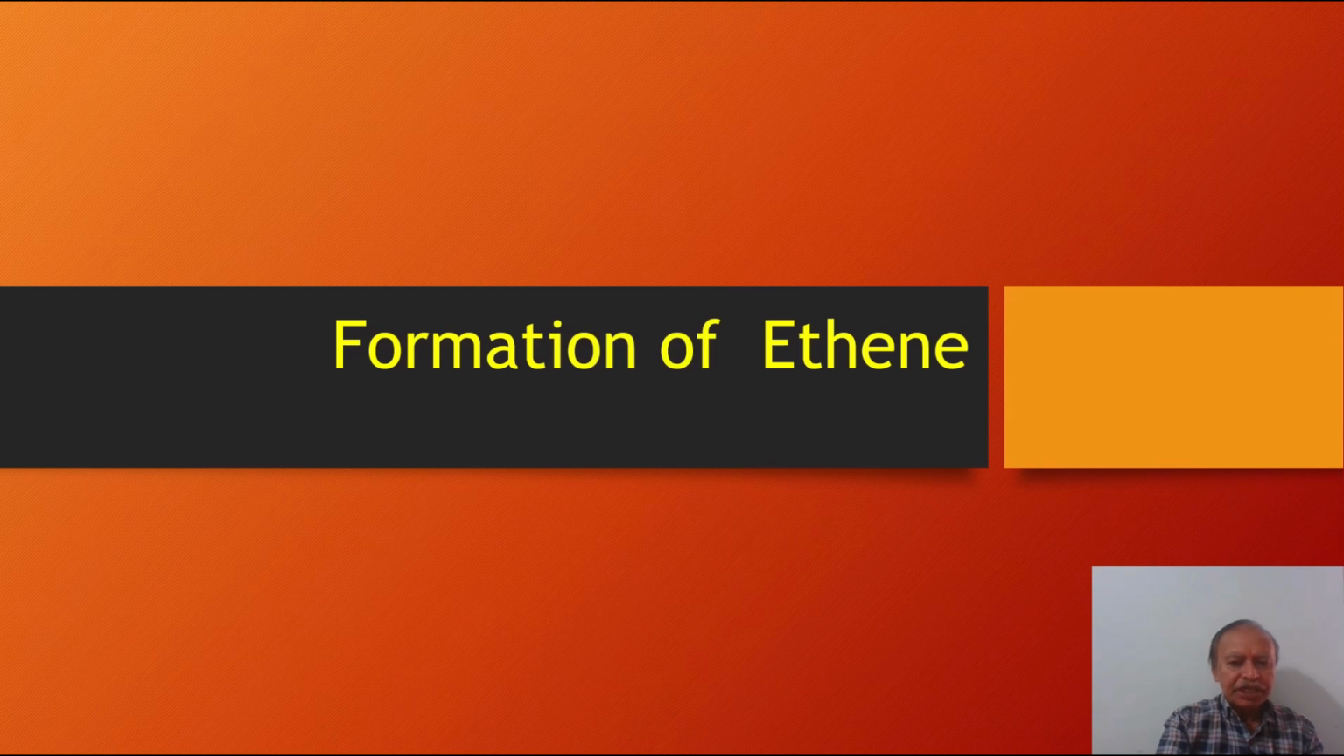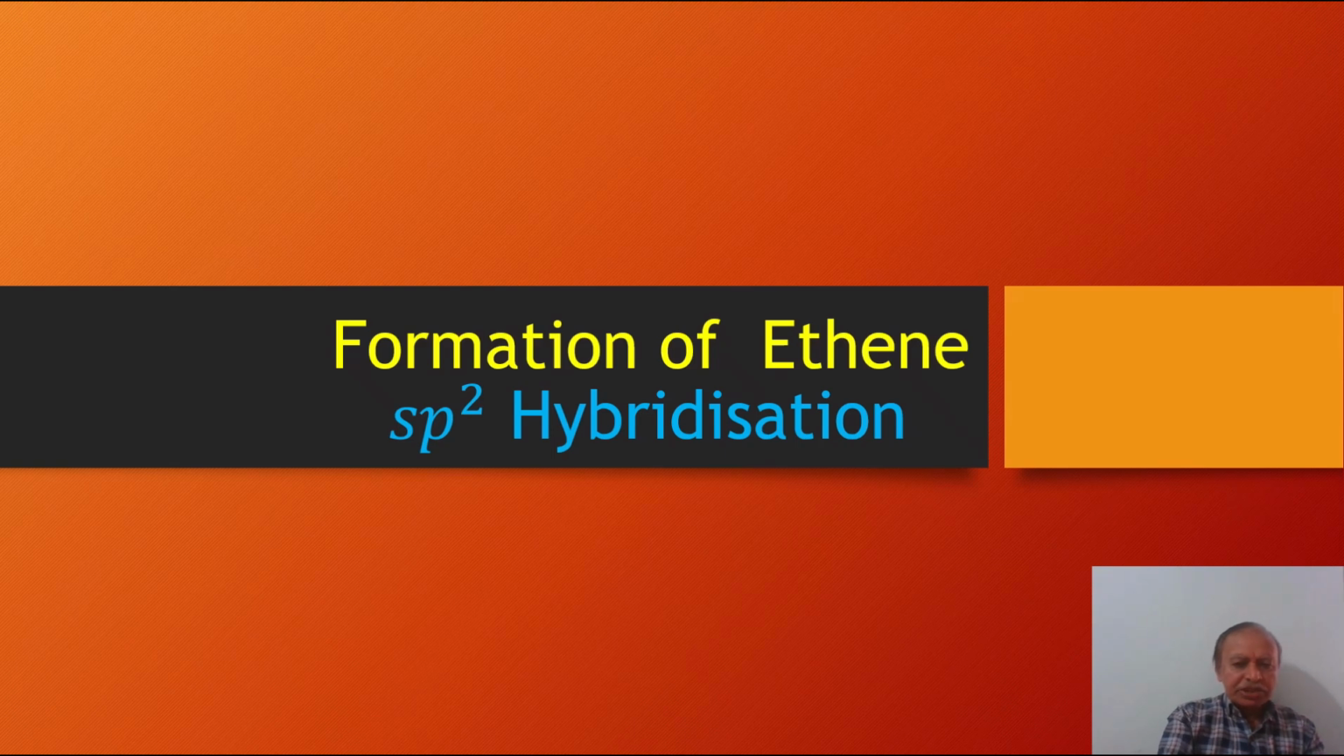Hello my dear students, in this class we are going to discuss the formation of ethene molecule, which is an example of sp2 hybridization. The formation of ethene is explained on the basis of valence bond theory. For this we have to consider the molecular formula of ethene.